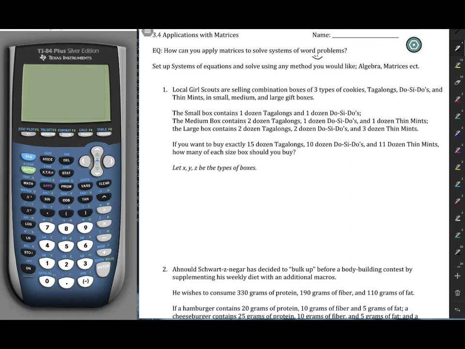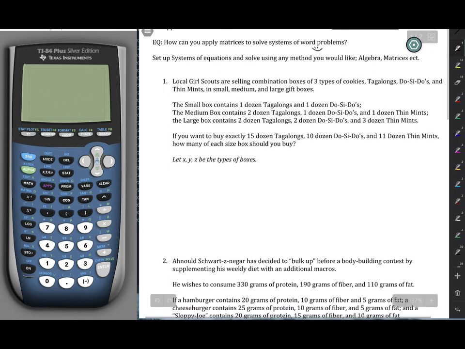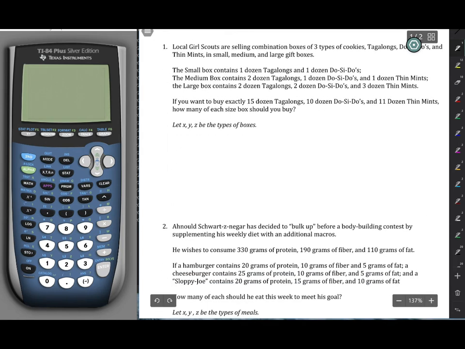So, local Girl Scouts are selling combination boxes, 3 types of cookies: Tagalongs, Do-si-dos, and Thin Mints. They're selling them in small, medium, and large gift boxes. So we have some information here. A small box is 1 dozen Tagalongs, 1 dozen Do-si-dos, medium is 2, 1, and 1, and large is 2, 2, and 3. We want to buy exactly 15 dozen Tagalongs, 10 Do-si-dos, and 11 dozen Thin Mints. So what size of each box should you buy?